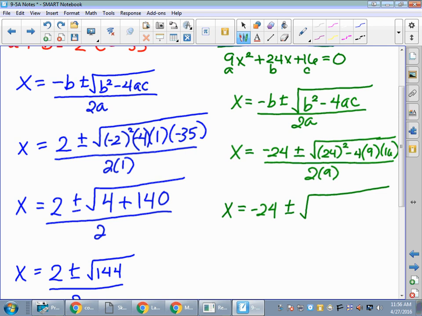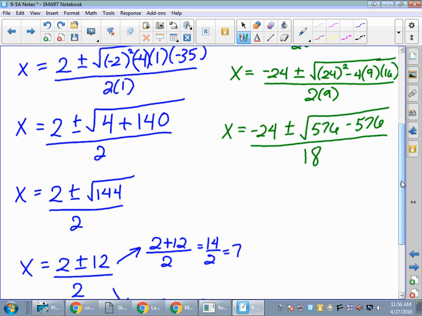Now we're ready to do 3 calculations. I'm going to square 24. 24 squared is 576. I'm going to multiply the 4 times 9 times 16, or the negative 4 times 9 times 16. And I end up with a negative 576 all over 18. Now you guys can kind of anticipate the next step. You see the 576 take away 576. I know that's going to become 0.